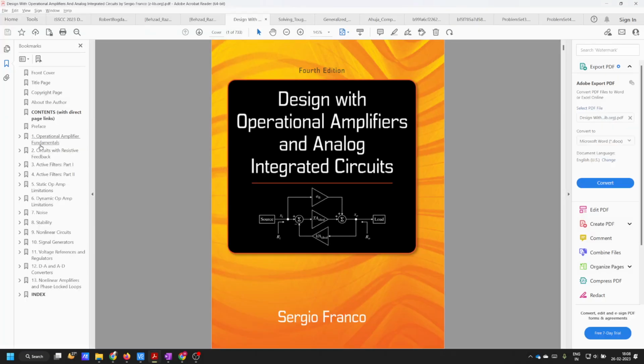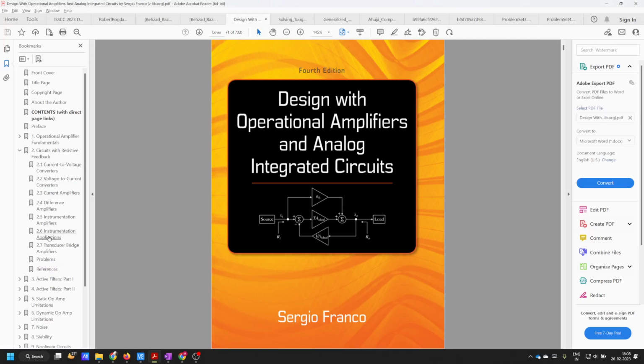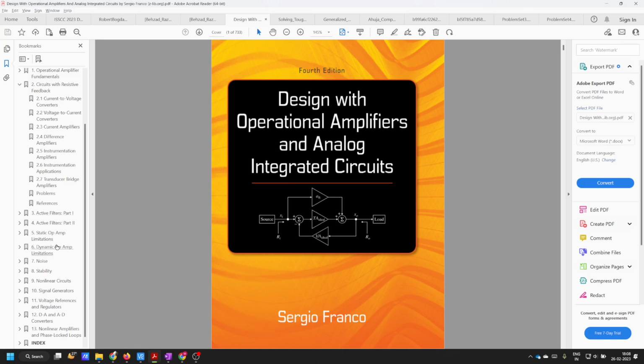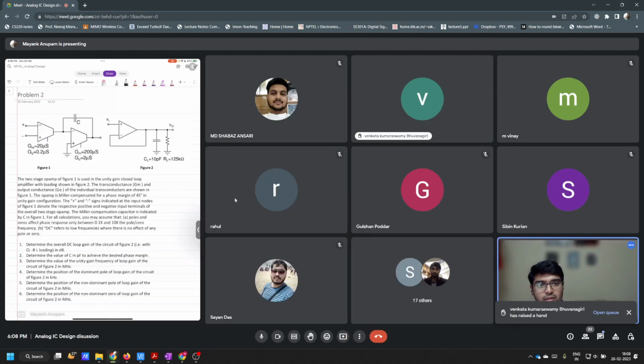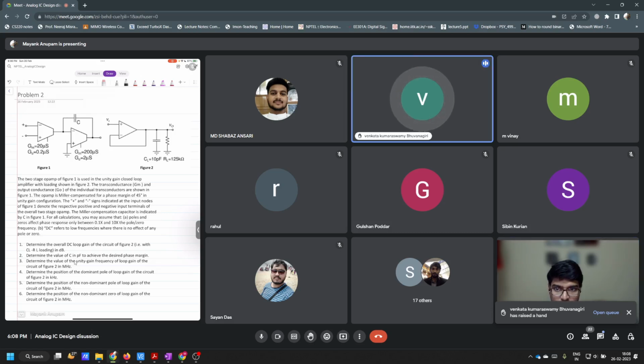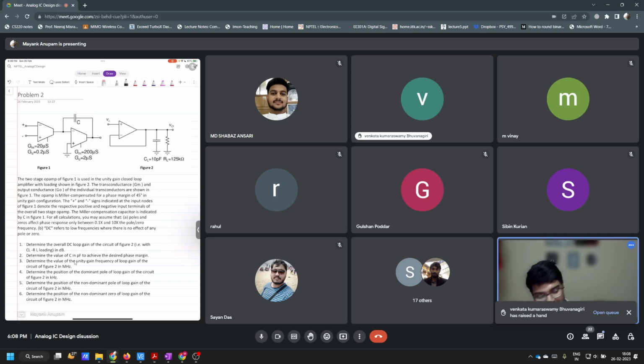The first chapter was circuits with resistive feedback. The first chapter is nice. The second chapter is also fine. The first and second chapters have a lot of problems, but they do not have circuit level or device level problems. They have block level problems only. But they are op amp based problems, sir, not transconductance based problems. So what is the big deal? If you want, put transconductors there instead of op amps and solve it.